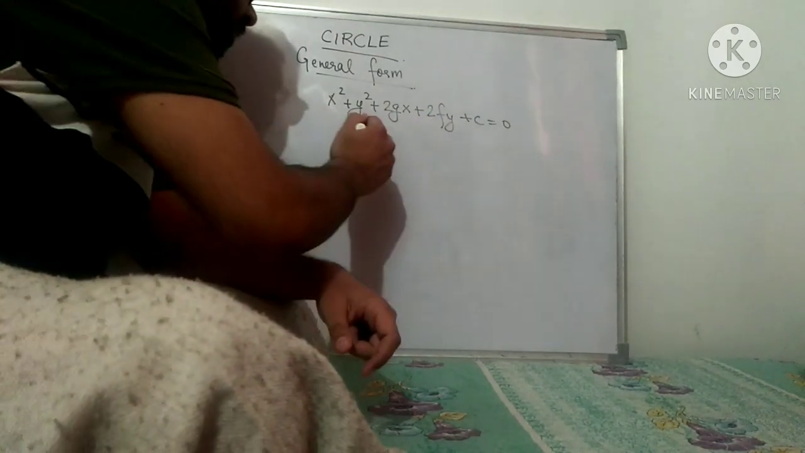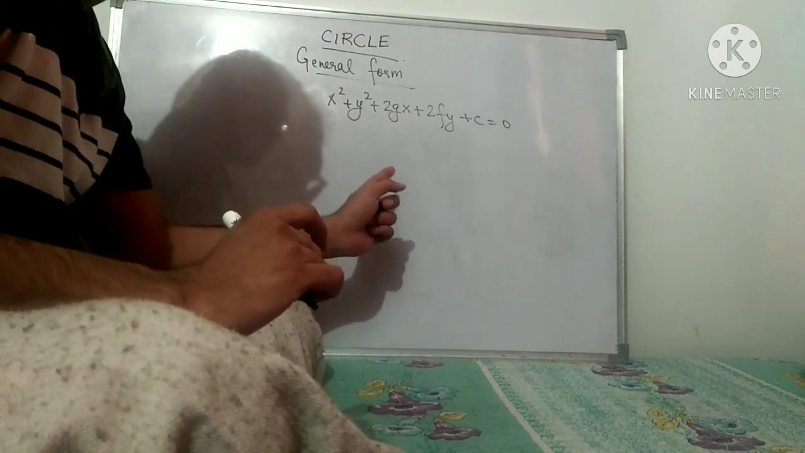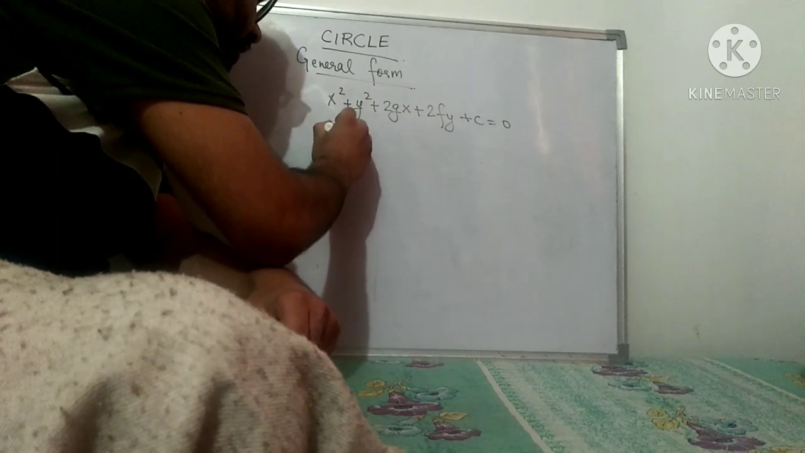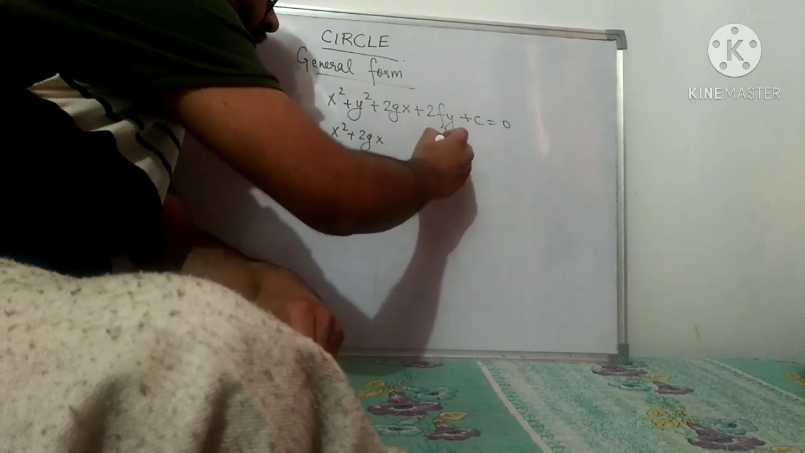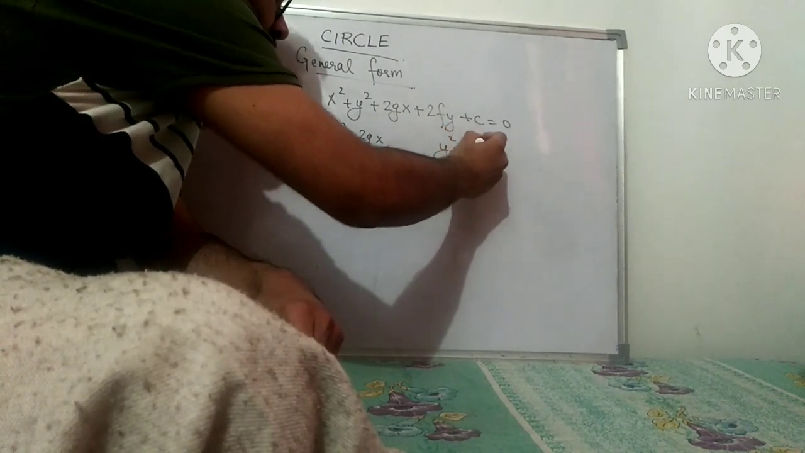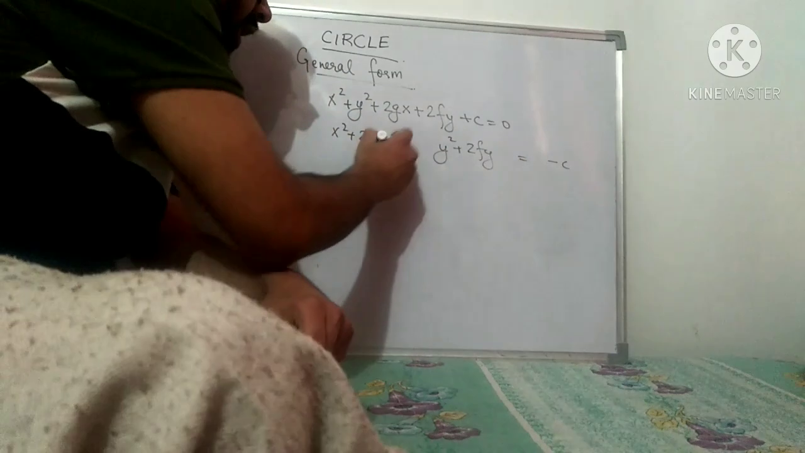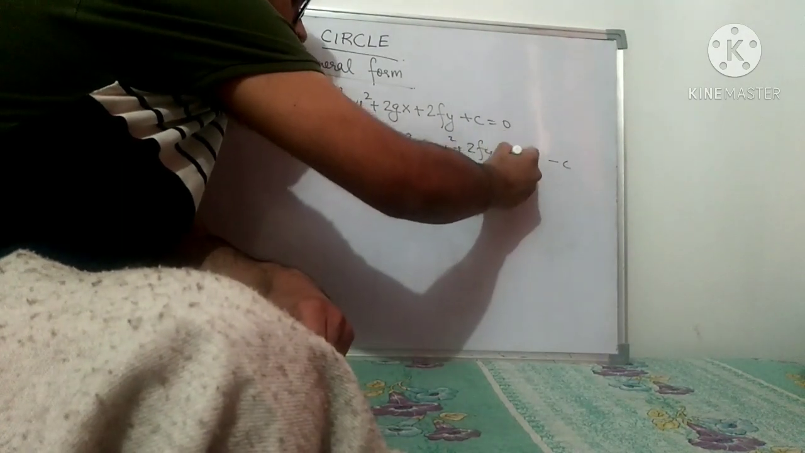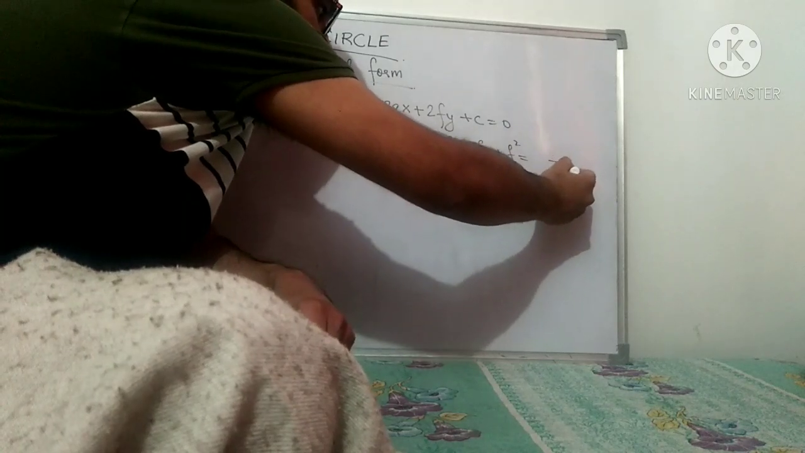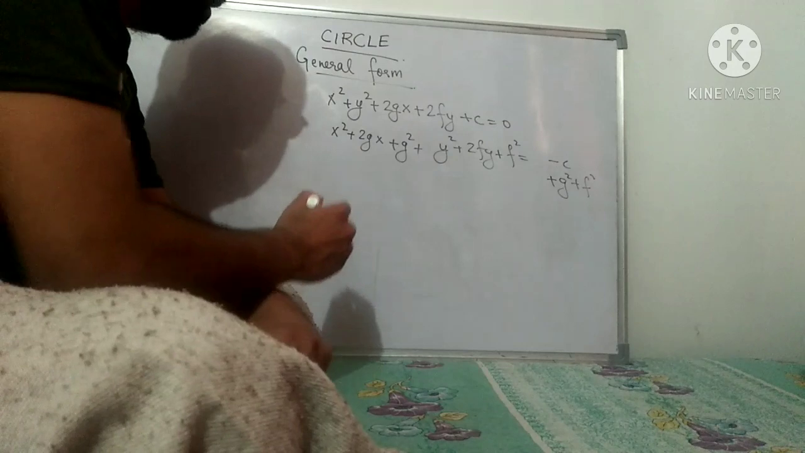Now if we want to find the coordinates of center and radius in terms of g, f and c, we need to express this in the form which I derived earlier. So x square plus 2gx and then y square plus 2fy. C will go to the right hand side, so it will become minus c. In order to create a perfect square, we will add g square, and for the other, we will add f square. So g square and f square will also be added on the right hand side.